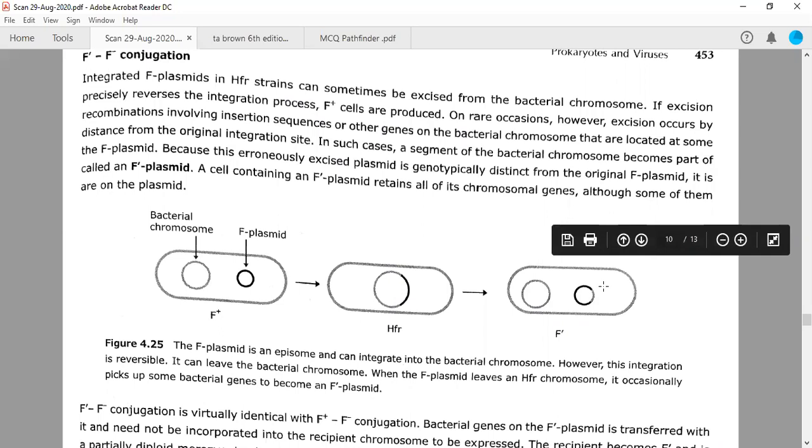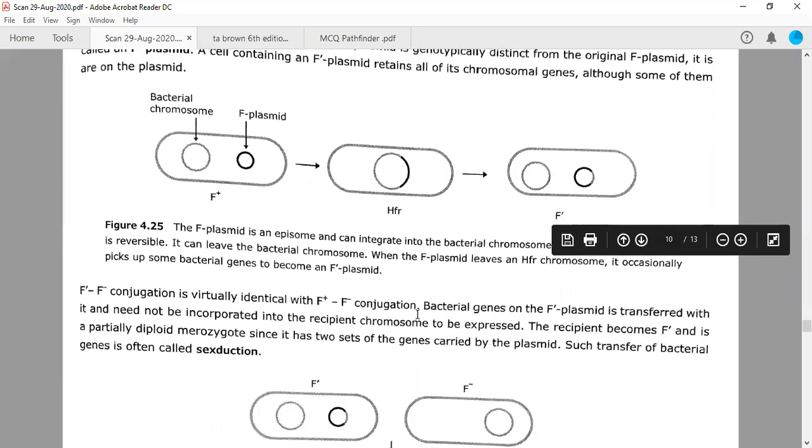And they may be some resistance genes or some essential genes which are required for metabolism of the bacterial cell. So see here, this F dash F negative conjugation is virtually identical with the first one, that is F positive F negative conjugation, since the size is almost similar.